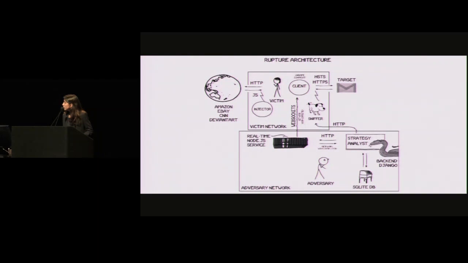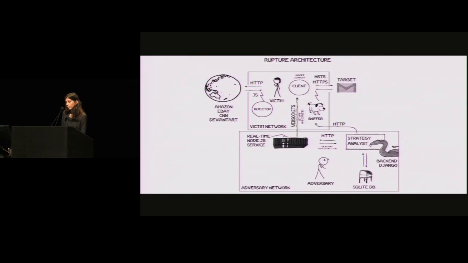The next module is Sniffer. Sniffer reads the encrypted data passing through the network and reports it back to the backend for further analysis. Sniffer and injector need to be in the victim's network, and they could be in a small device such as a Raspberry Pi, and all the rest could be in a different network. Now in the adversarial network, we have the real-time service. It facilitates the communication between the client and the rest of the backend.